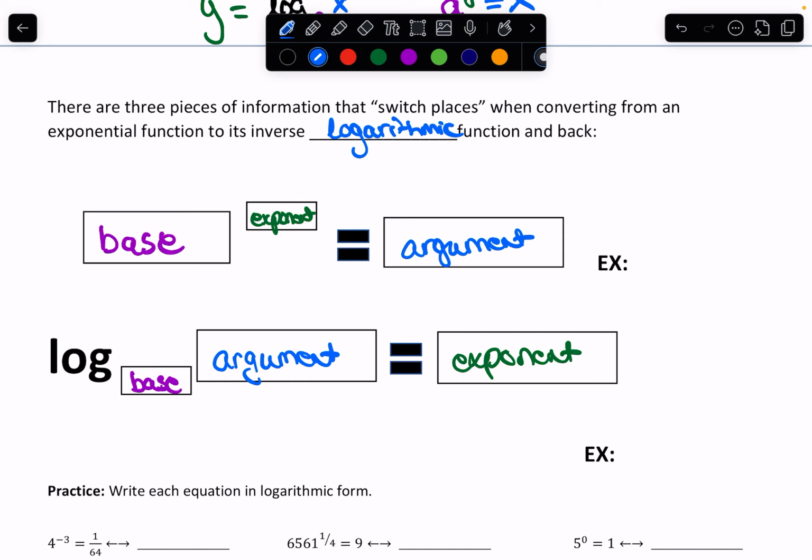Okay, so let's look at an example. If we have 2 to the power of 3, we know that this equals 8. So when we are going to write this as a log, our base is 2, our argument is 8, and our exponent is 3.